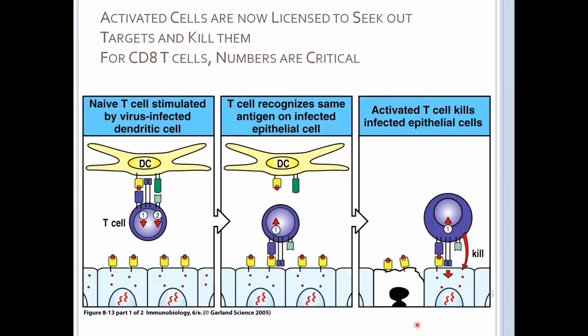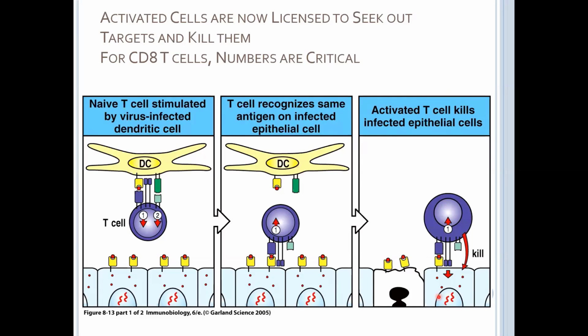Okay, so we've done all of this work in the lymph node. We've licensed CD4 or CD8 T cells to go out and kill an infected cell. So it initially needs that licensing from a dendritic cell. It'll leave the lymph node. It'll go to the lung or the skin or the gut or wherever the infection is. It will see its antigen again on a cell surface, and it will kill the cell.